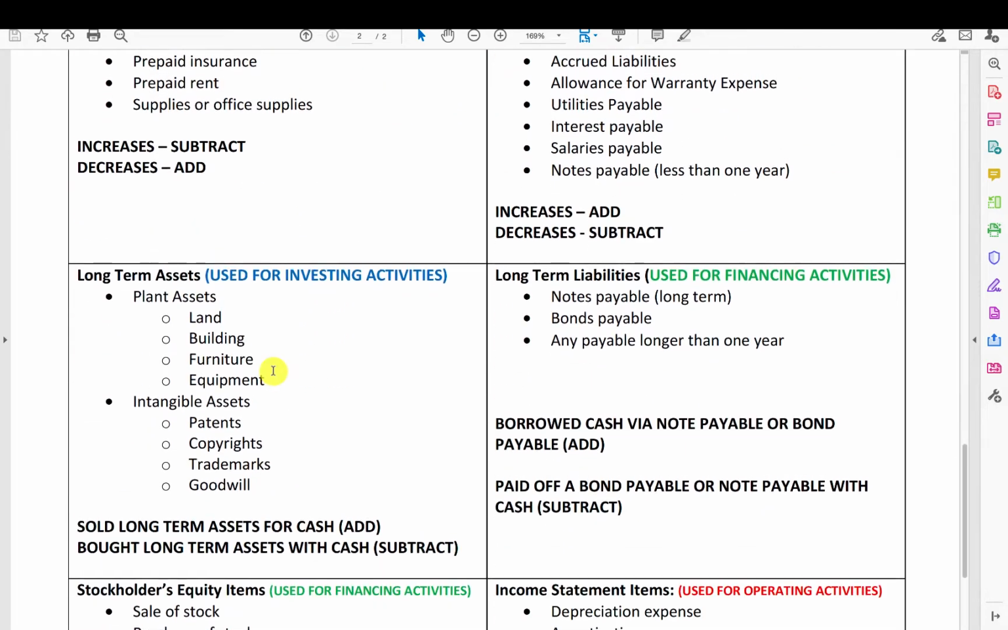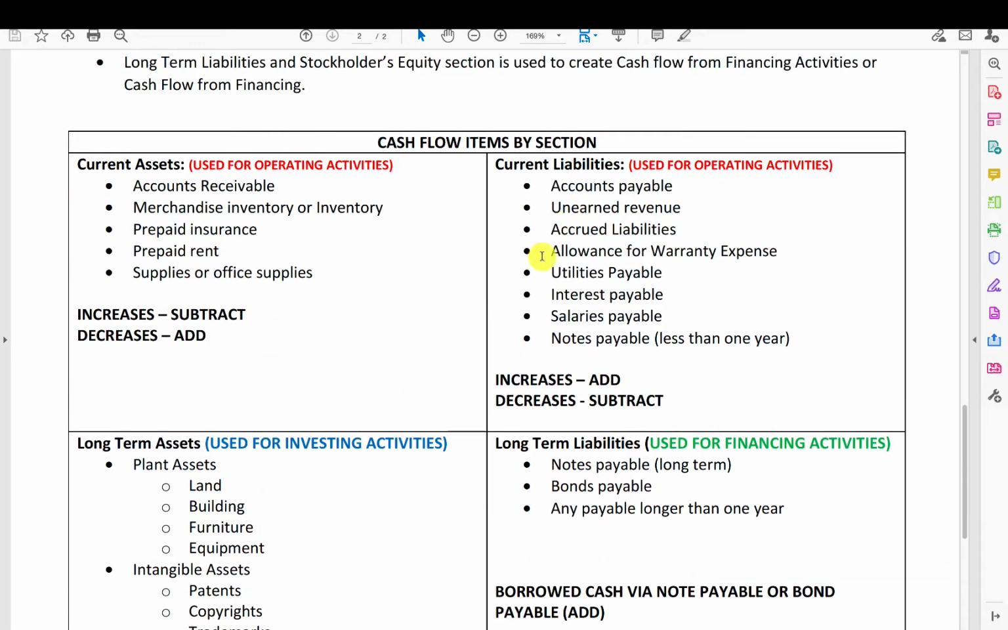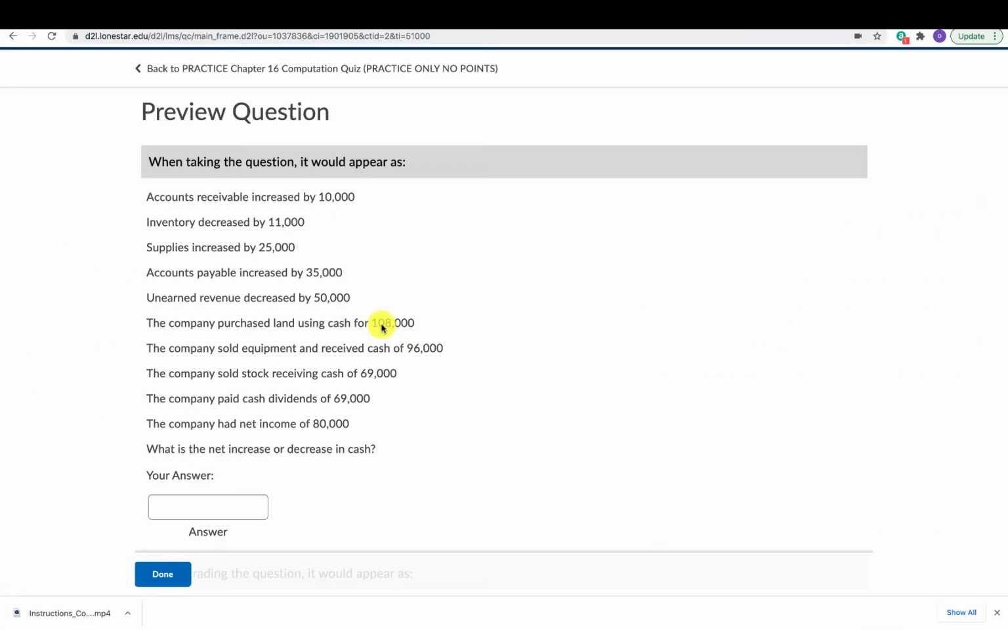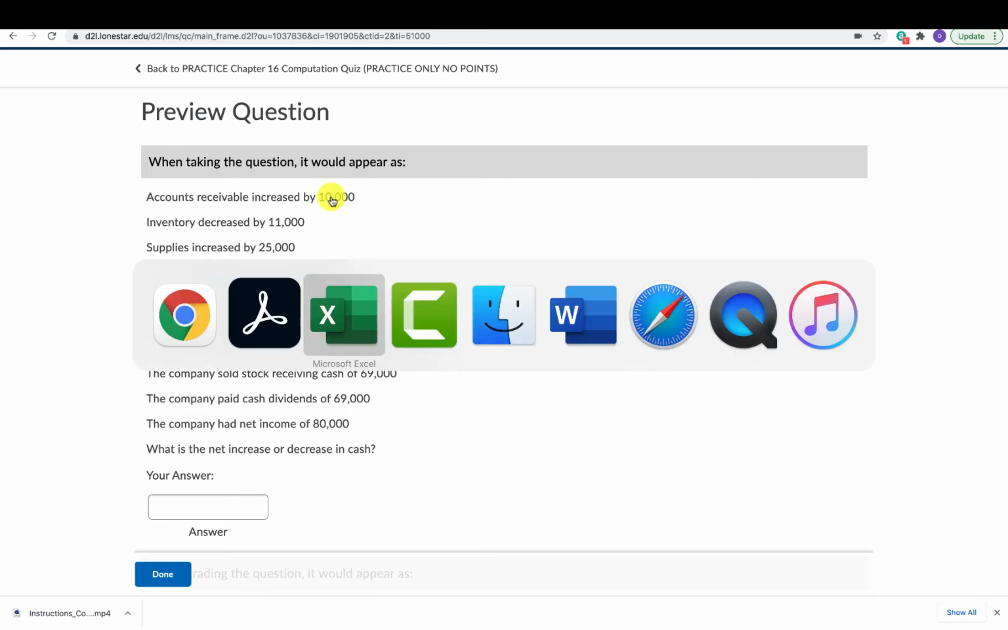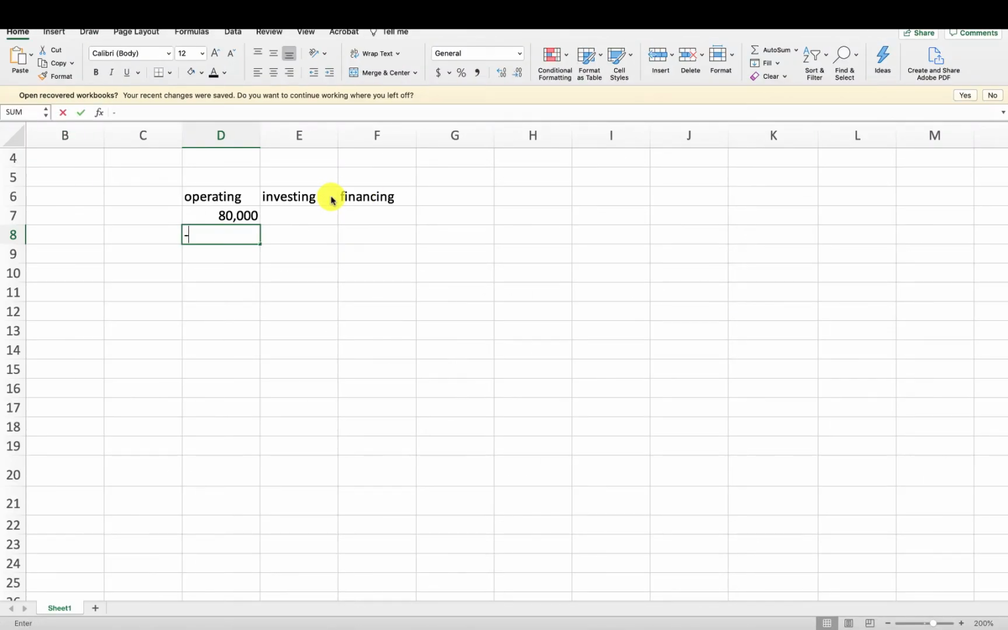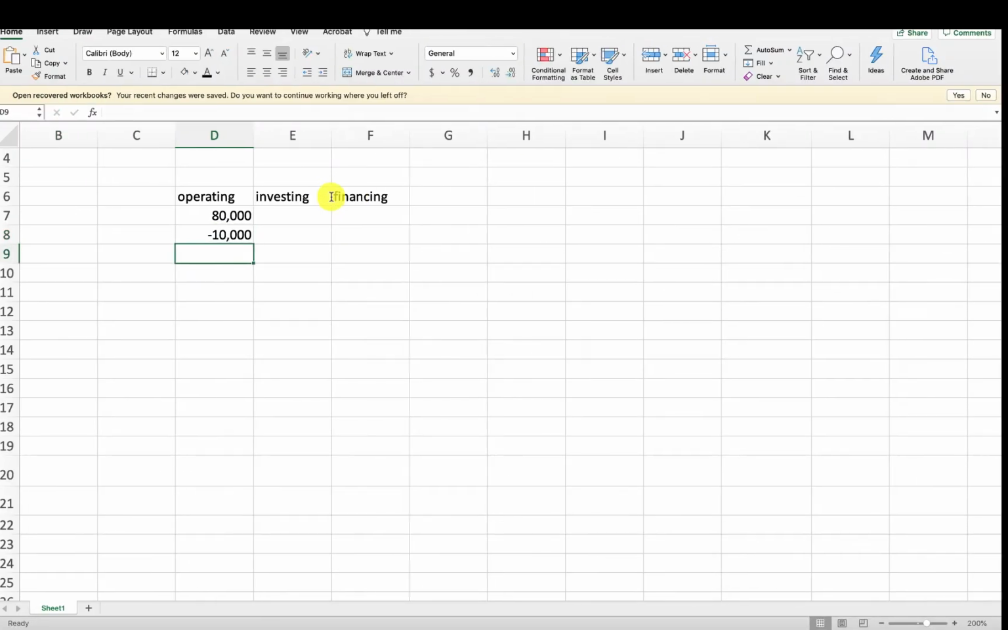If you don't remember the current assets and current liabilities, you look for here and you follow the rules. If current assets increase, you subtract. If current assets decrease, you add. If it's a current liability and it increases, you add. If it's a current liability and it decreases, you subtract. So I'm going to look for my current assets. Well, accounts receivable is a current asset. It increased by $10,000. The rule is if a current asset increases, I decrease. So on my calculation, I'm going to put minus 10,000.